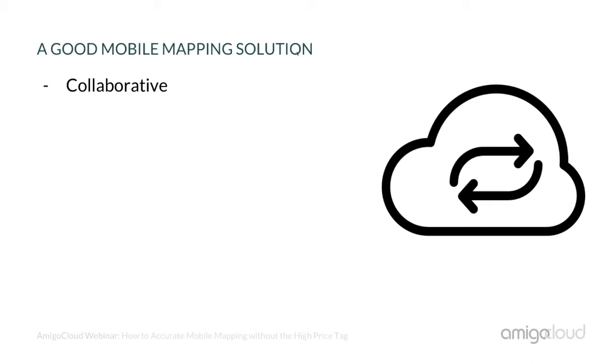One element that we see a lot that is missing is that a lot of these mobile mapping solutions are not collaborative. And what exactly do we mean by collaborative? You can easily go to iTunes or the Google Play Store and download something that works well for one person, right? That means that if it's for a single person, then you need to have another manual process to combine the data from multiple people.